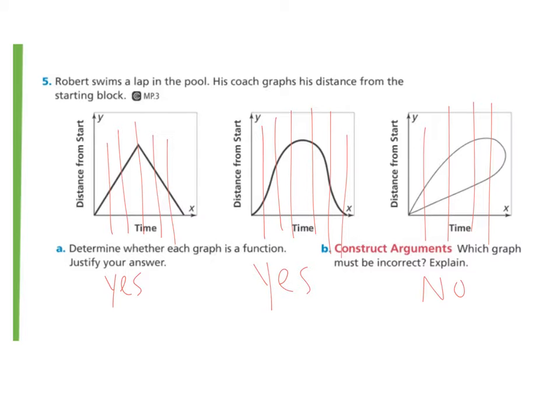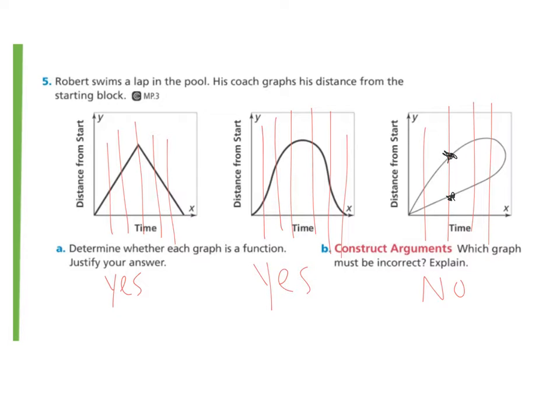Okay, so then part B, it says which graph must be incorrect. Well, if it's a function, if we think about what that's saying for this problem, it's saying at a certain time, he is a certain distance from the start. So at a certain time, he's only going to be one distance from the start. With this last graph, it's like saying, you know, after 5 seconds, he was 2 different distances from the start.